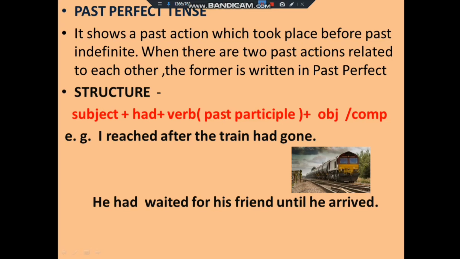Which action took place first? The train. The train went away. So, I reached after the train had gone. It means that previous action we represent with past perfect tense. Now see the second one. He had waited for his friend until he arrived. It means the first action is that the person waited for his friend and then the friend arrived. So the actions are related to each other and the former action is written in past perfect tense. Okay children.